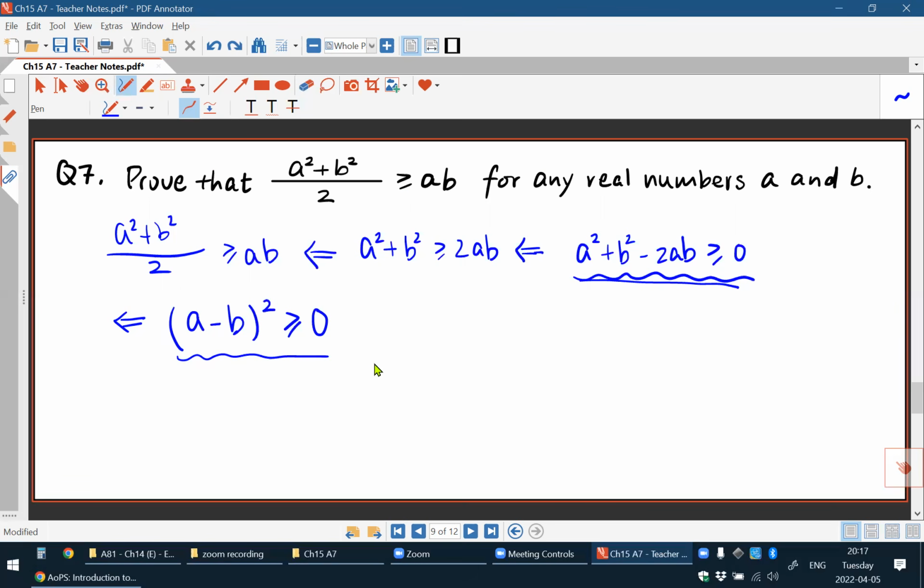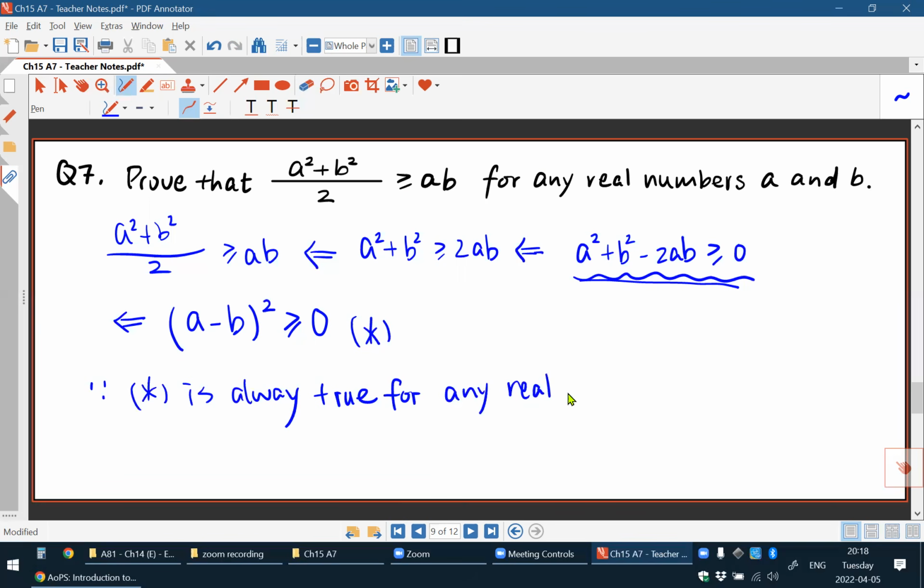Can you follow me? Okay. And this one is apparently always correct, right? Because you have something squared. Since a and b are real numbers, the difference between a and b must also be a real number. A real number squared is always greater than or equal to 0, right? So let's label it with an asterisk. You can say that because the asterisk is always true for any real numbers a, b.